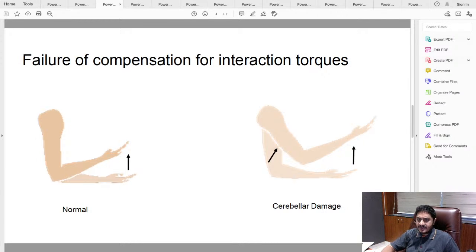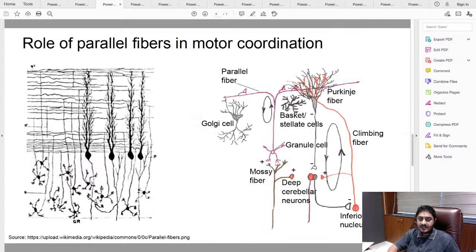This is the example when the absence of cerebellar damage, what does it do to proprioception and proprioceptive information, and the inability to account for interaction tasks, for example. And note how parallel fibers act. Parallel fibers, how do they project? Let's remember, they have a sheet.